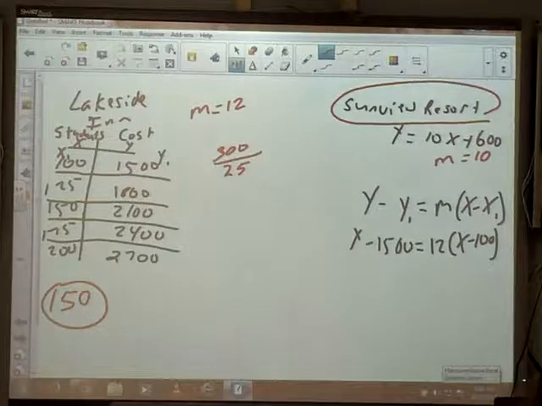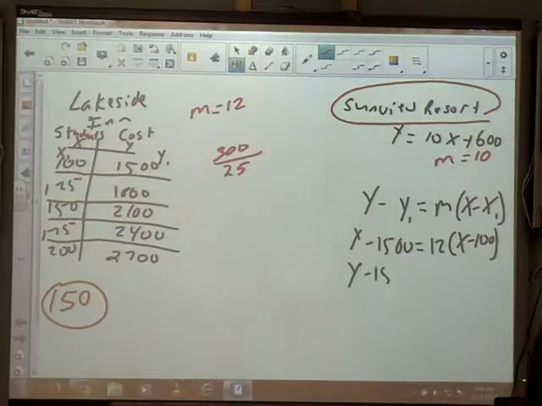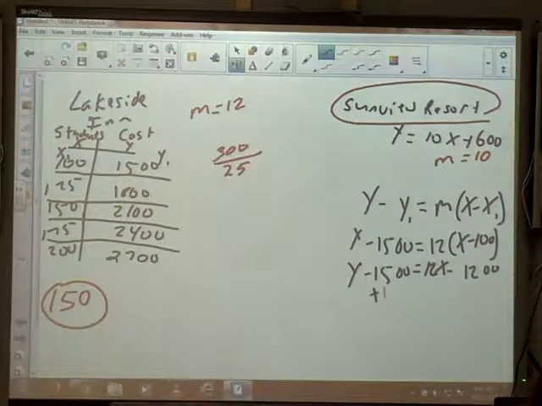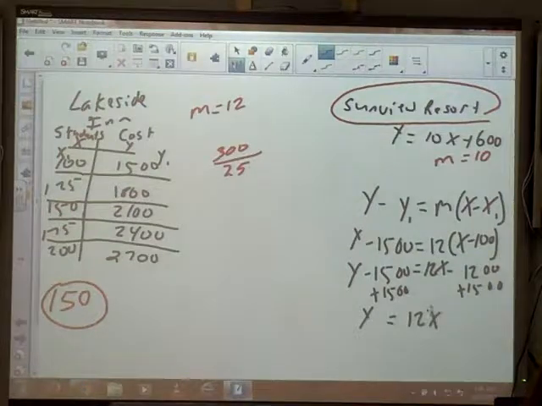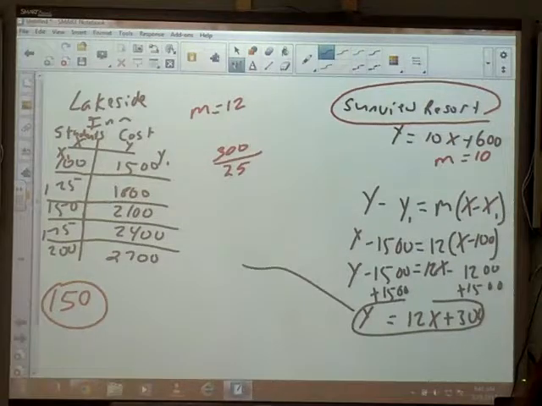Now we just have some basic algebra to simplify this thing down. Okay, good. Trevor's distributing: y minus 1500 equals 12x minus 1200. Now remember we're trying to get it in slope-intercept form. So the only thing that we've got to move is the minus 1500. Good, Trevor. We're going to add 1500 to both sides. We'll be able to stop there: y equals 12x plus 300. So this would be the equation that makes that table. We just wrote the equation for that table.